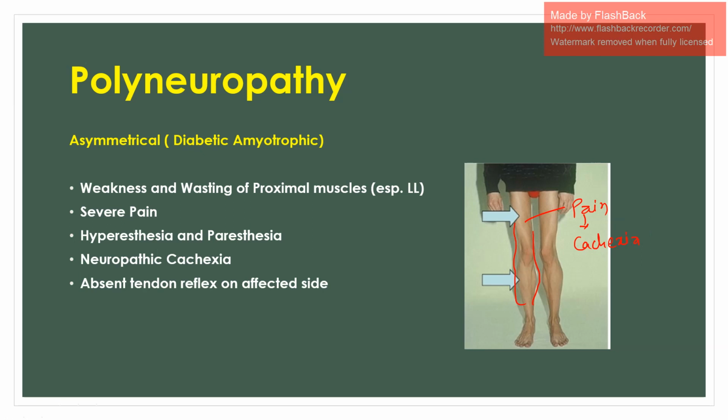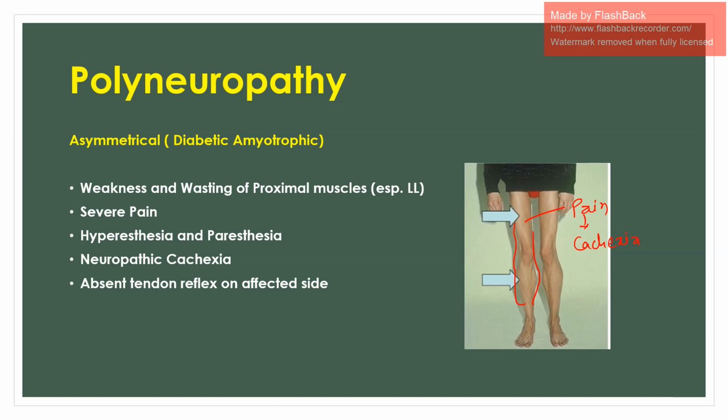So there is polyneuropathy symmetrical and polyneuropathy asymmetrical. In polyneuropathy symmetrical, we have glove and stocking sensory loss. The sensory system is mainly affected in the distal part of the limb, and there is burning sensation in the feet, and you have void based gait.